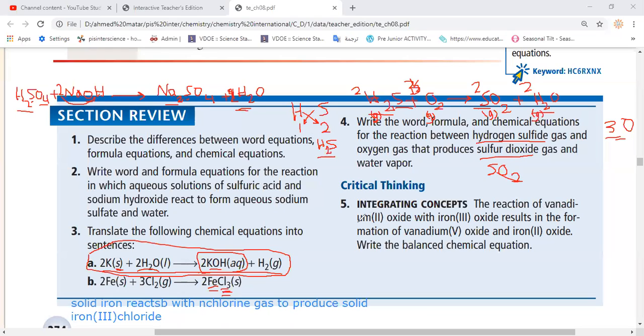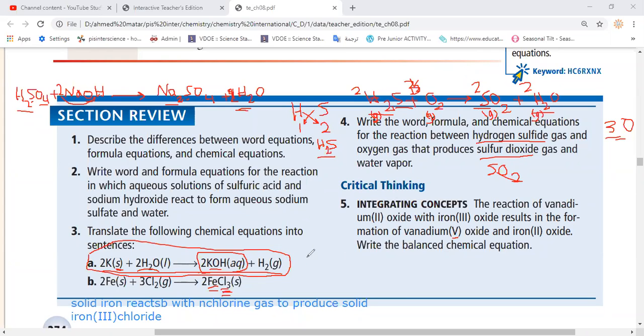The reaction of vanadium 2 oxide with iron trioxide results in the formation of vanadium pentaoxide, the vanadium V oxide. That means 5, okay, oxide, and the iron 2 oxide. Write the balanced chemical equation. So who can make this balanced chemical equation? Who can write it?